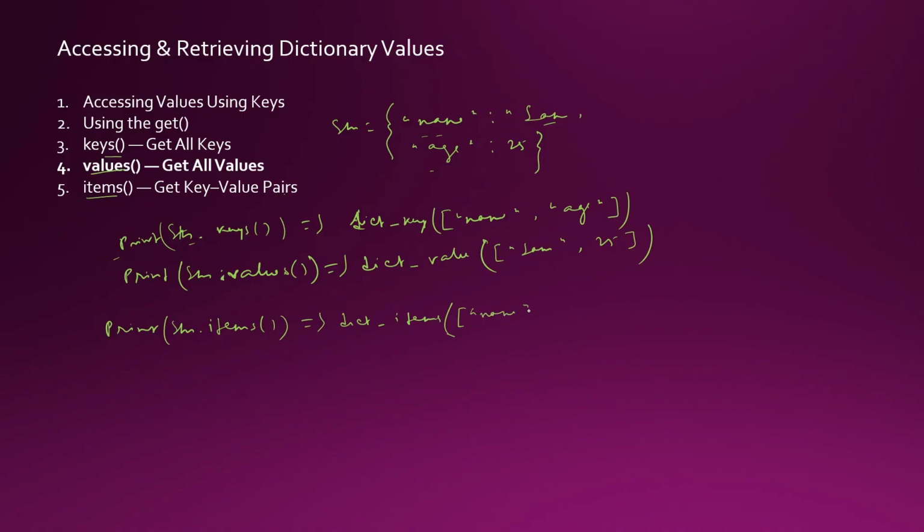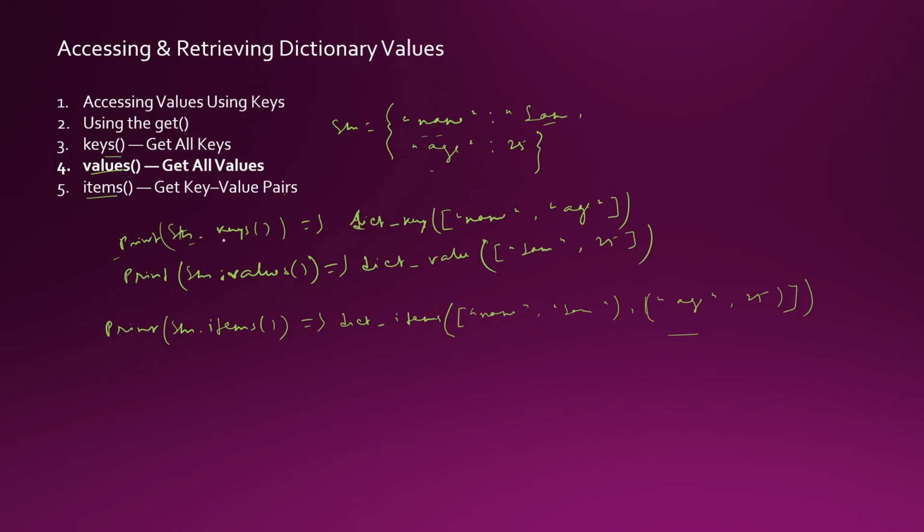name, comma, Sam, separated by comma. This is the second tuple: age, 25. And our list will be closed. So this is the items output.